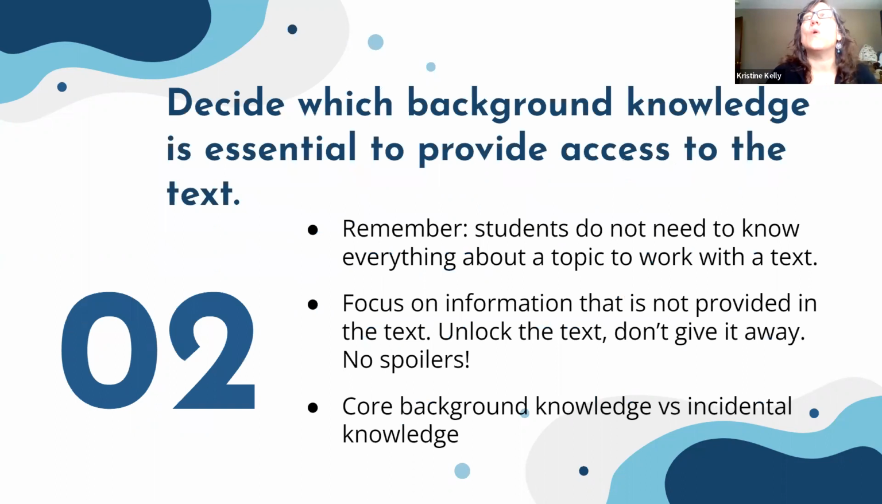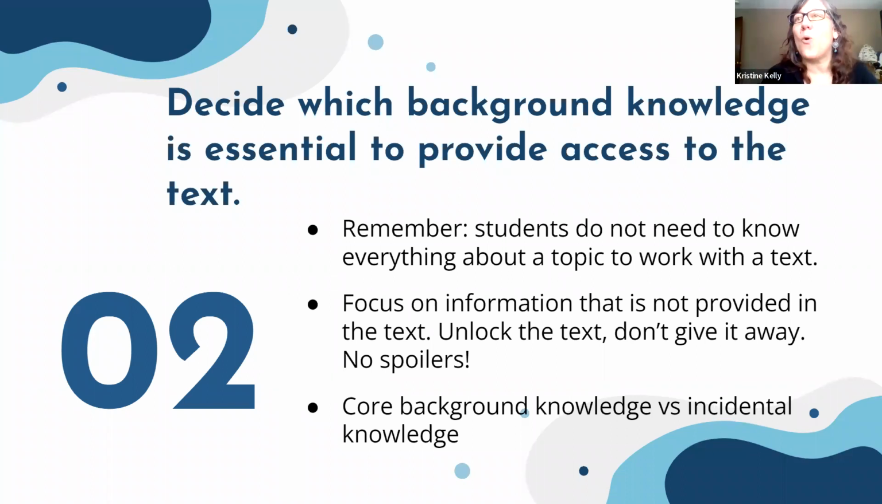We want to decide what's essential to provide access to the text. So students don't have to know everything about a topic to get into a text. We want to focus on information that's not given in the text, that the writer doesn't provide. We want to unlock it. Somebody told me this, and it really stuck with me: no spoilers. If it's there and students can work with it, maybe hold off on it and give them a task that has them unpack.